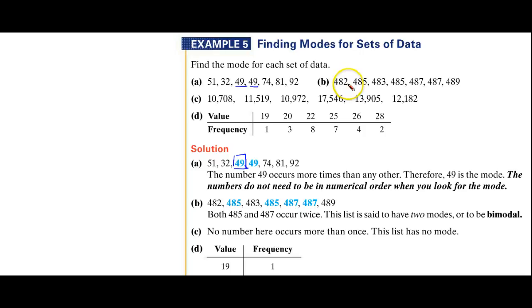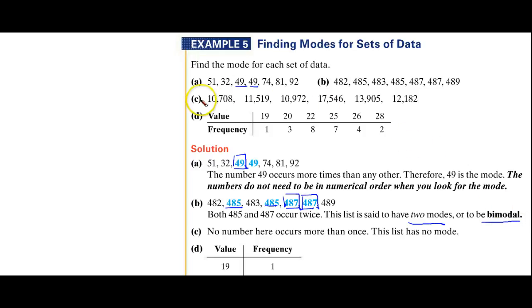Here as we look, we see we have an 80, let's look right down here, 80, 485, 485, and then we have 2 of these. So there are 2 sets that are repeated twice. In a sense there's no single mode, but we say there are 2 modes, or it is bimodal.